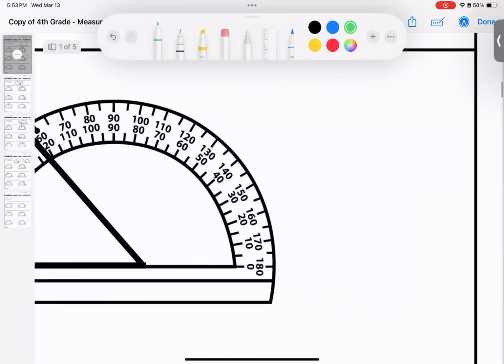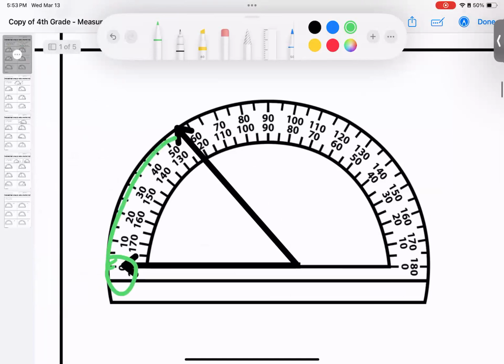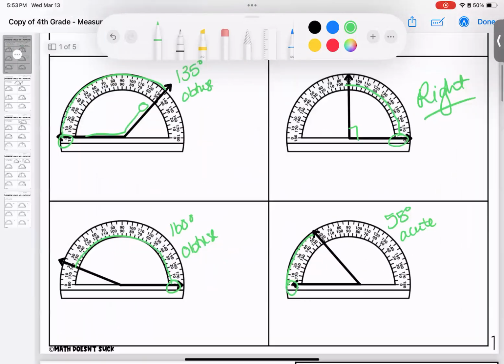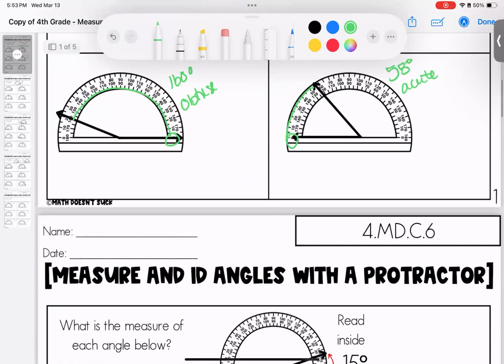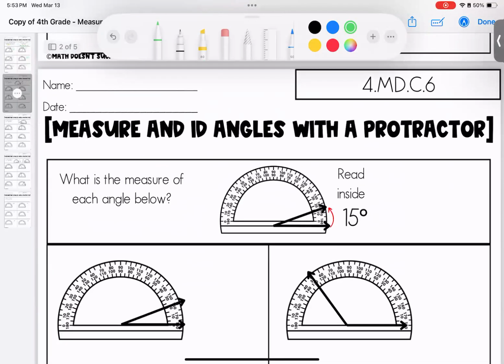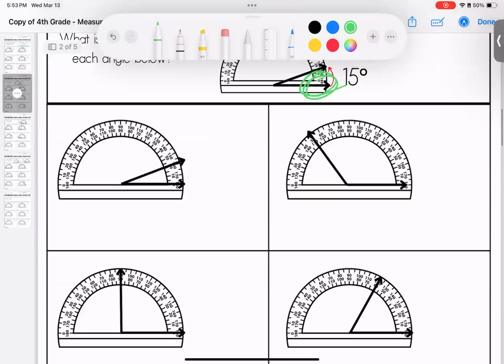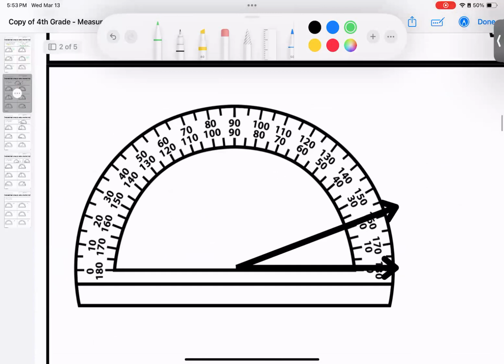Here's my zero. Whoop. Follow my numbers, about 55 degrees. This is acute. If you have any questions on this first page, bring them with you to class. Second page, we are reading the angle. Make sure that you are looking for the zero and following along.